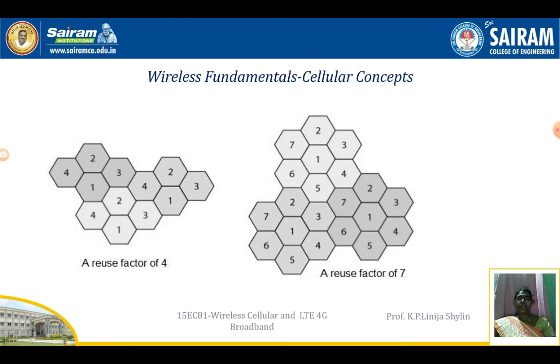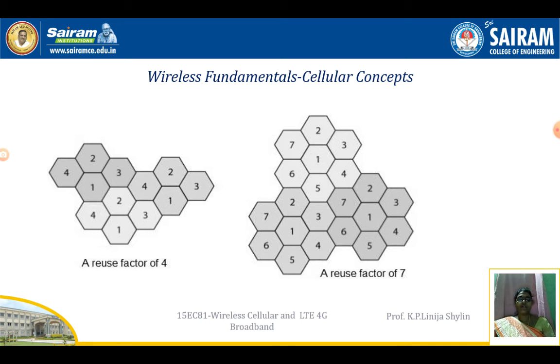You see the colors are defined: all the 4 cells, 1 2 3 4, use the same frequency. Here, for a reuse factor of 7, the cluster of 7 cells uses the same frequency. In a cellular system, as the cell size decreases, the transmit power of each base station also decreases. So the cellular system supports user mobility, call transfer from one cell to another, the handoff process, and all those things.